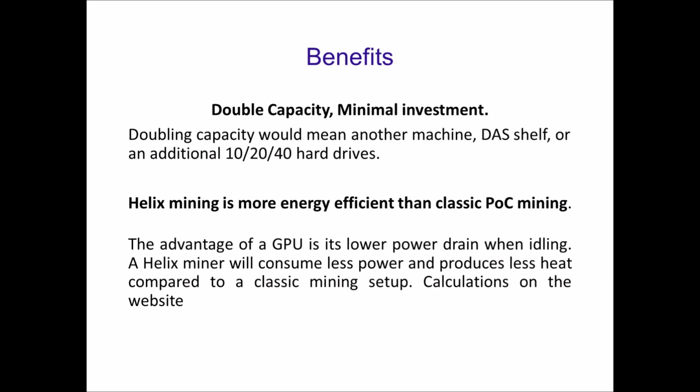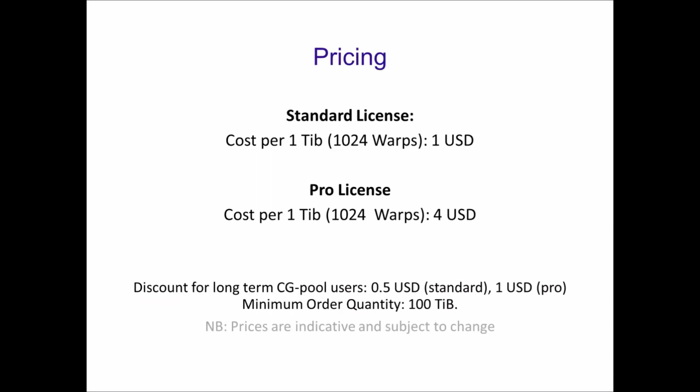Benefits. Double capacity, minimal investment. Doubling capacity would mean another machine normally, a shelf or an additional 10, 20, 40 hard drives. Helix mining is also more efficient than classic POC mining. The advantage of a GPU is its lower power drain when idling. A Helix miner will consume less power and produce less heat compared to a classic mining setup. Calculations available on the website.